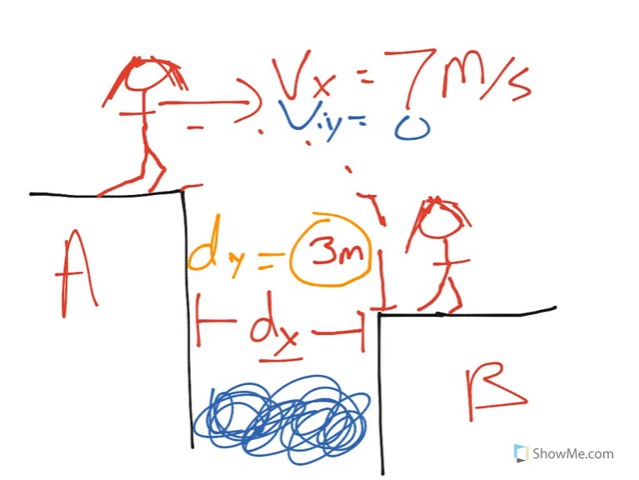So we know that it took her 0.77 seconds to get across the river, because it took her 0.77 seconds to fall the 3 meters, and since she only had 3 meters to fall, we know that it also took her 0.77 seconds to cross it in the x direction as well. So we now have a time for the distance in the x. We have a velocity in the x.